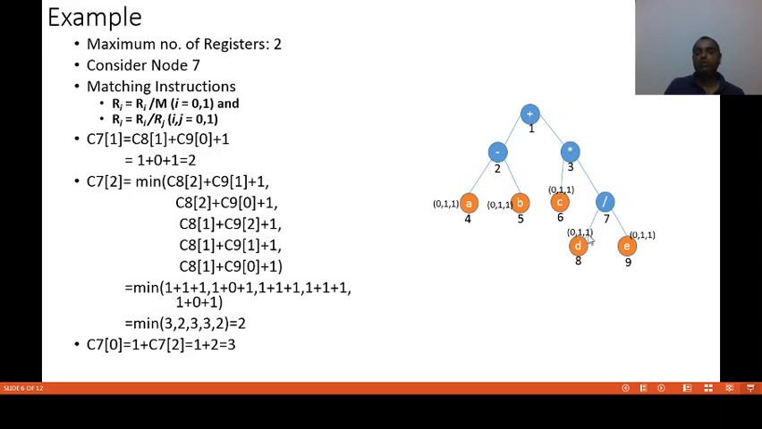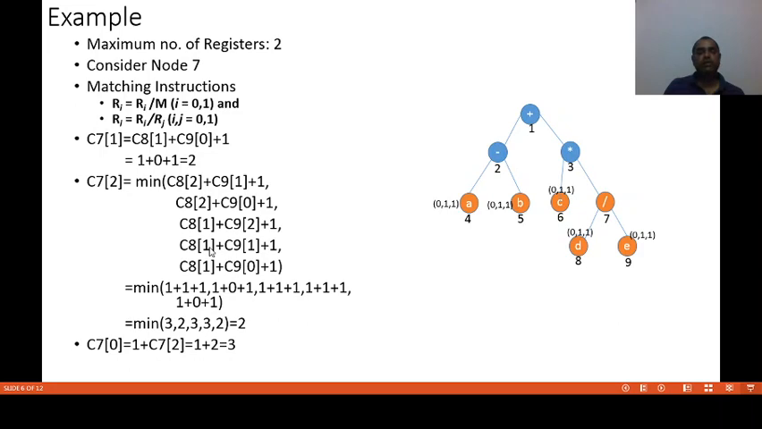C82 is 1. C91 is 1. So 1 plus 1 plus 1. C82 is basically 1. C90 is basically 0 plus 1. That means 1 plus 0 plus 1. C81 is 1. C92 is 1. So 1 plus 1 plus 1.